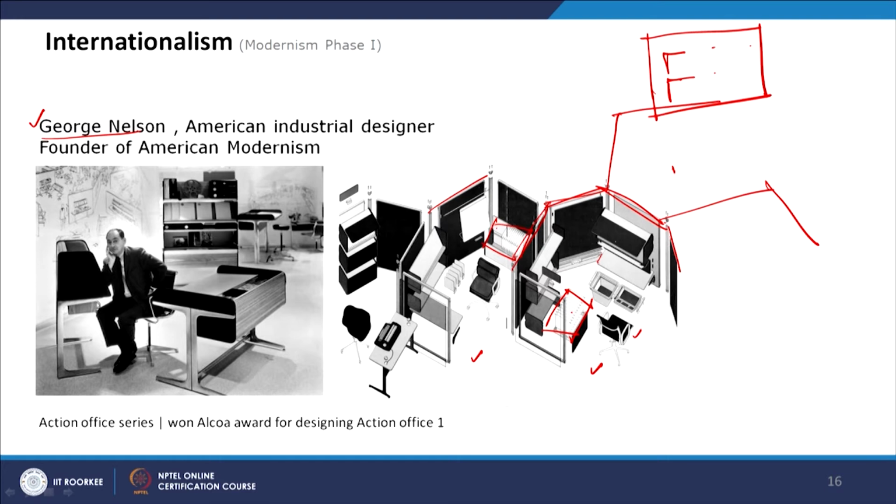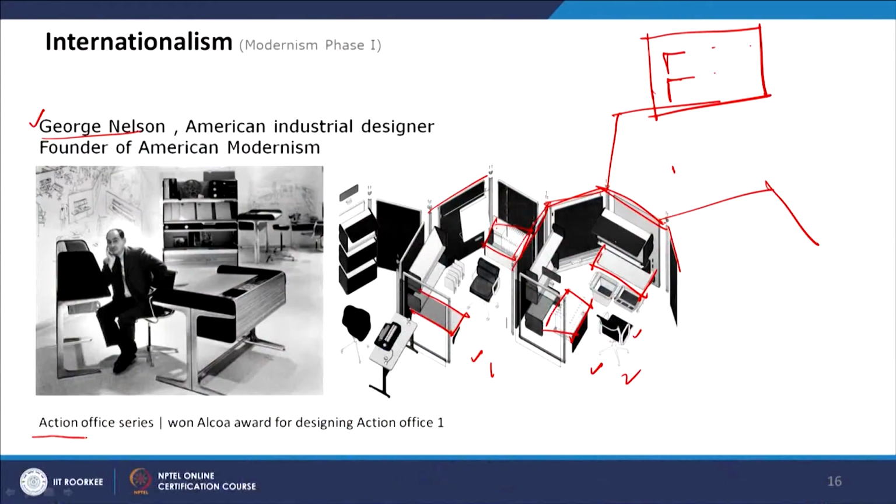In cubicle 1 the working space is on this side, and in cubicle 2 the working space is on this side. So the designer is not fixing a particular design, it's giving users the freedom to customize the design according to their need. This is the design concept given by George Nelson, who called this the Action Office series. Action Office 1 was the first, and he designed many other series of office cubicles.